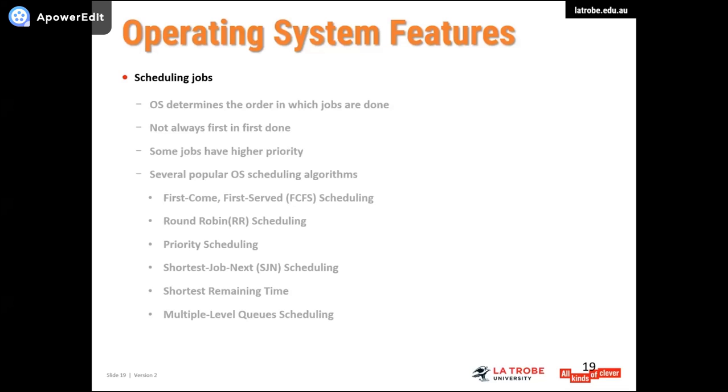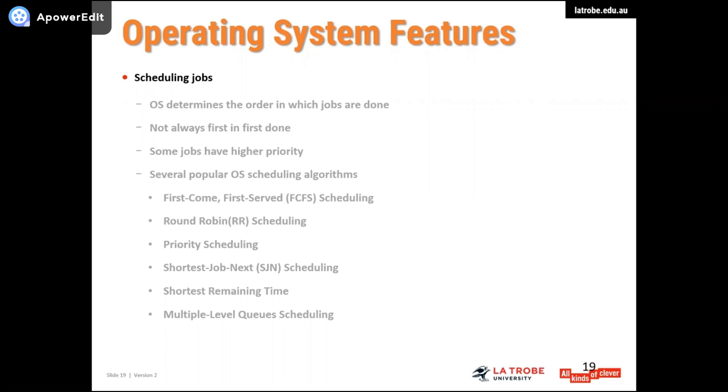Next is called priority scheduling. Just like we introduced, some tasks are given very high priority. It means that this job is very, very important. In this case, our OS will give much more resources to this kind of task with high priority.